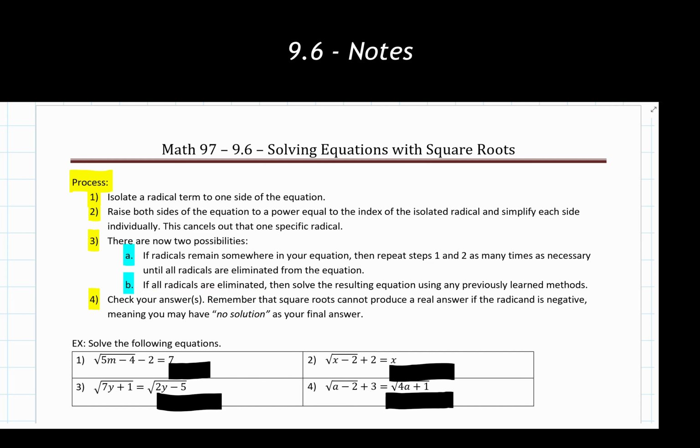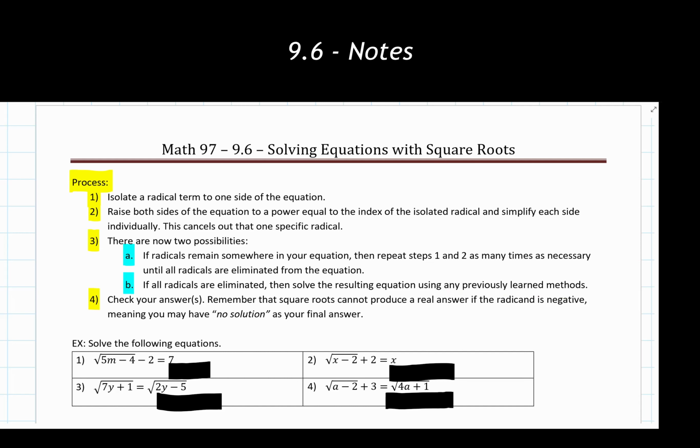At that point in time, we can then solve the resulting equation using any previously learned methods. Most instructors and most problems are going to say, solve the following equation or solve these equations, something like that. They don't really specify using method A or method B or a method from this section or anything like that. So use anything you've learned to go through and solve what's left over.